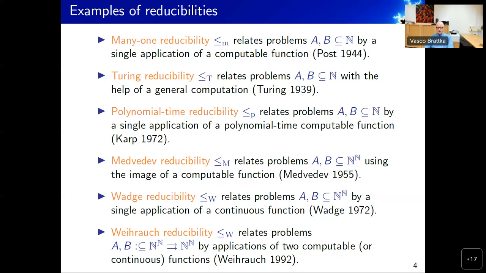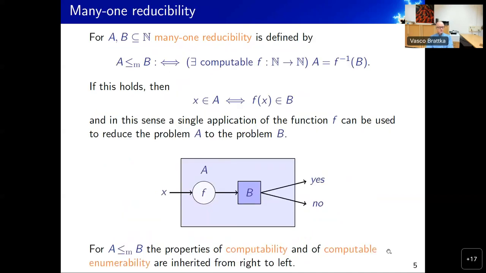Okay, so these are examples of reducibilities. So here is the first precise definition. Many-one reducibility is defined with the help of computable functions. Namely, we say that A is many-one reducible to B if there is a computable function F so that A is the preimage of B under F. And that means we can use the function F to translate questions about A into questions about B.